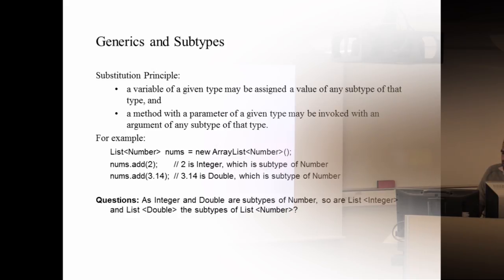However, now there comes a question. We know that Integer and Double are both subtypes of the Number class. So do you think that List<Integer> and List<Double> are subtypes of List<Number>? No. Why?